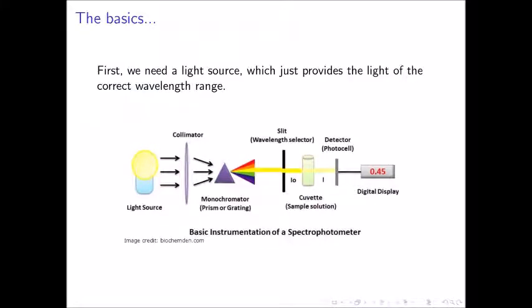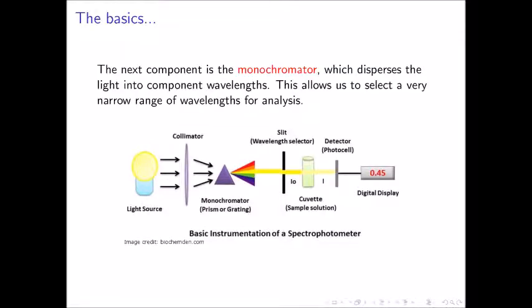The first component we need is a light source. Typically, this is just a bulb that provides light with the correct range of wavelengths for the analysis we're performing. The light then passes through what is known as a monochromator. The monochromator disperses the light into its component wavelengths, much like when light passes through a prism and shows up as a rainbow. This allows us to select a very narrow range of wavelengths for our analysis.